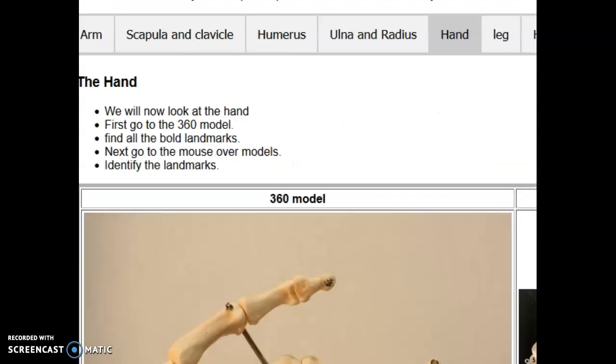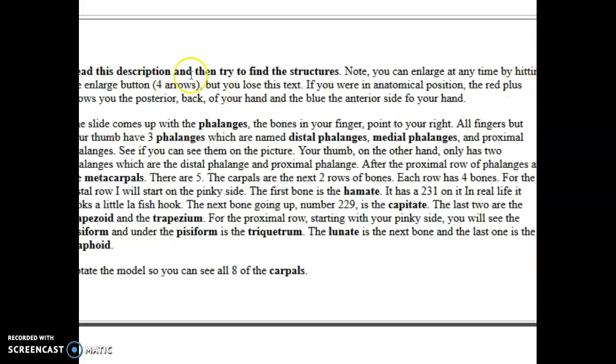Welcome to part 5 of our lab on the appendicular skeleton. In this activity, we are going to look at the hand. Again, we're going to have the 360 model and then the mouse over model. On the 360 model, I wrote more of a description this time. I want you to focus on the rows of phalanges, the metacarpals, and the different carpals.